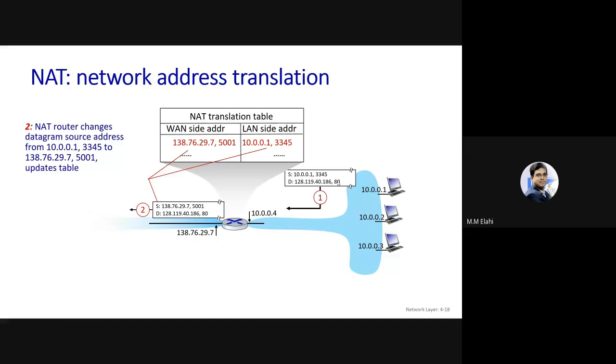It will change the source private IP to the given public IP. What is the given public IP? The IP address assigned to the router's outgoing interface. But it can be done in a different way.